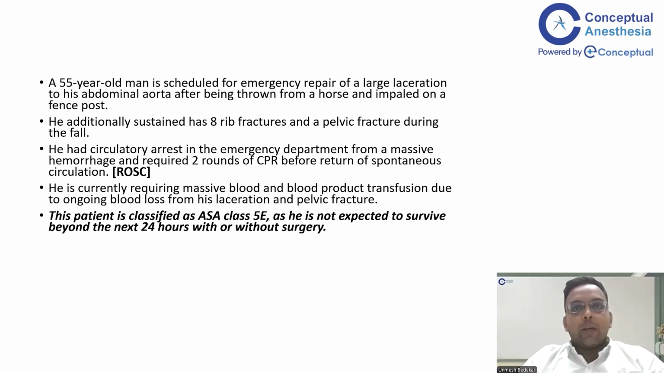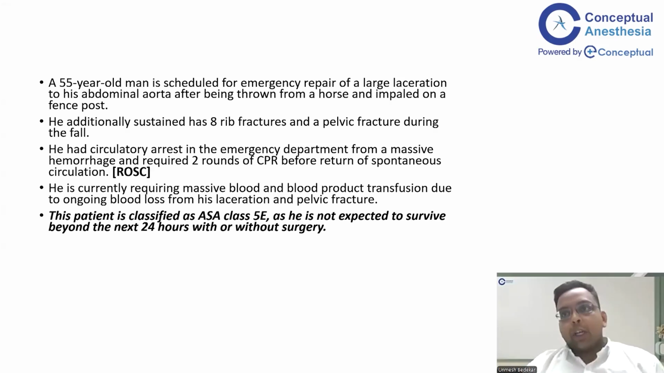Currently, he is undergoing massive blood transfusion according to massive transfusion protocol in view of ongoing blood loss from the laceration and the hidden blood loss from the pelvic fracture. Now, this patient has to be classified under ASA class 5, also emergency, as he is not expected to survive beyond the next 24 hours without surgery.